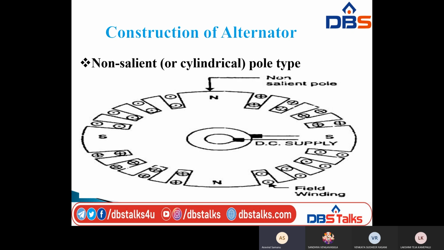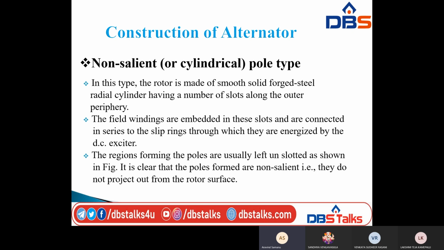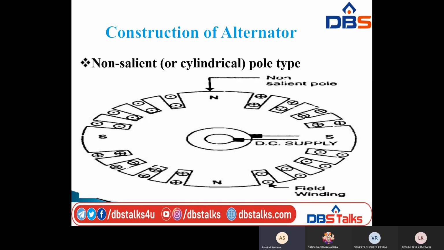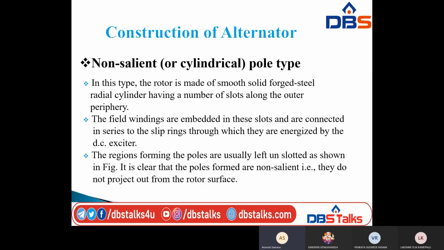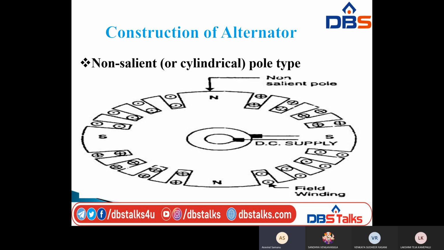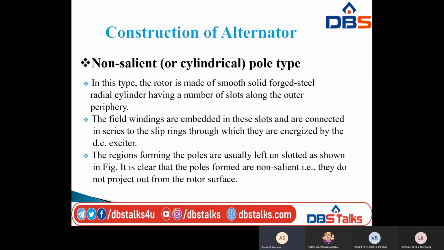Between north pole and south pole we have the field windings: north to south we have field winding, and south to north we have field winding. These north and south poles are non-salient poles in this case. The field windings are embedded in these slots and are connected in series to the slip rings, through which they are energized by the DC exciter, that means this DC supply.